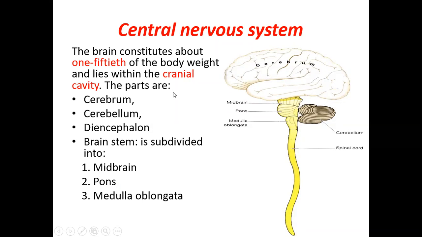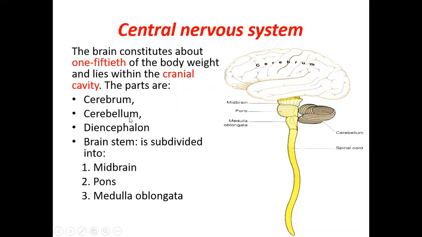The parts of the brain are the cerebrum. What you are seeing is called the cerebral hemispheres. There are two hemispheres, right and left. This is called the cerebrum, also called the cerebral hemisphere. Then we have the cerebellum, the small brain.